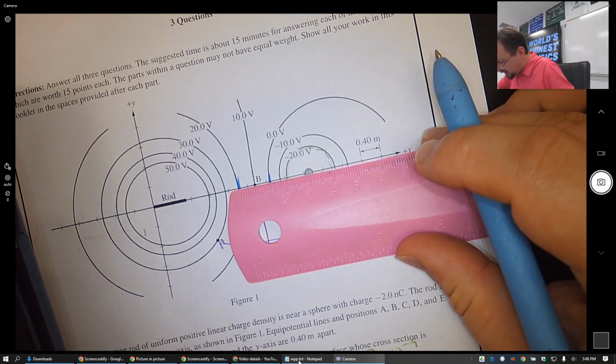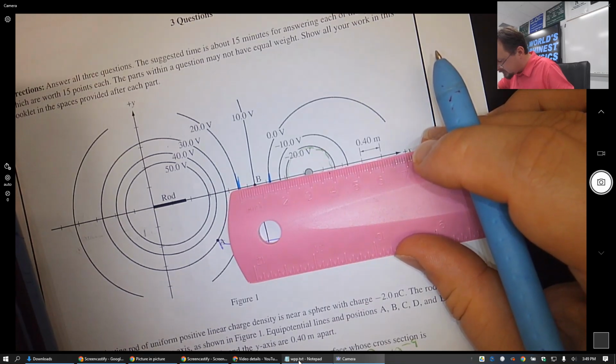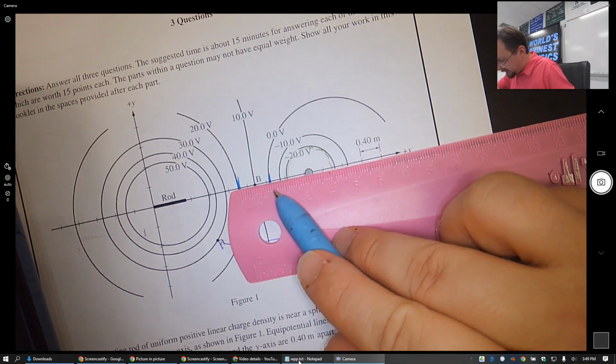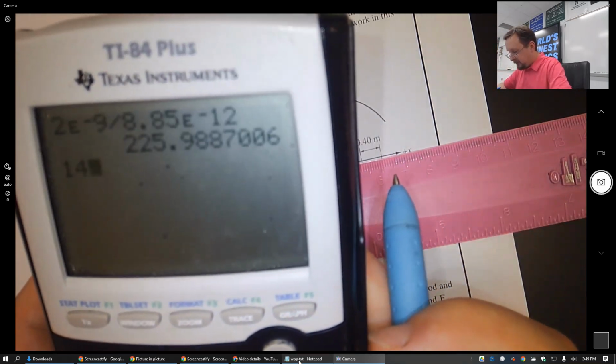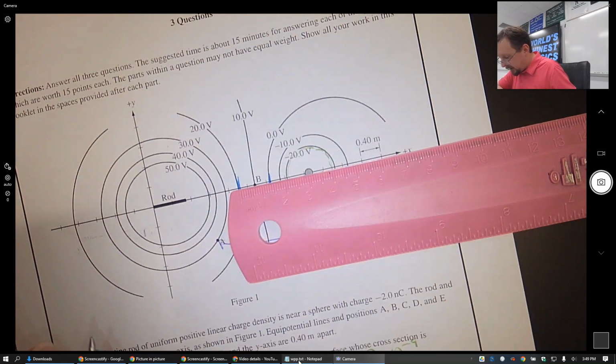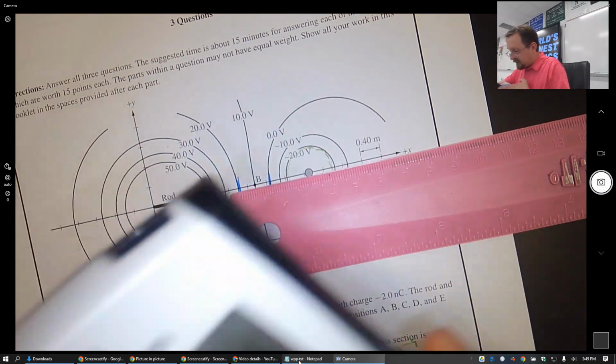This is why you bring a straight edge with you in the AP physics exams, you morons. Okay. So we got 14 millimeters. So it's going to be 14 millimeters times 0.05 meters. That's 0.7. That's believable to me.